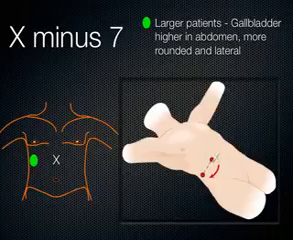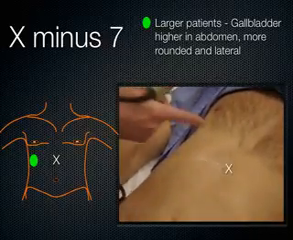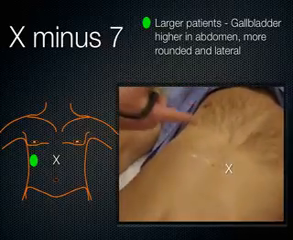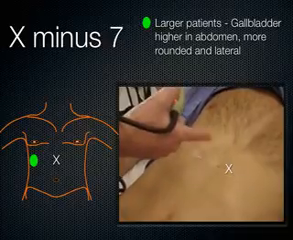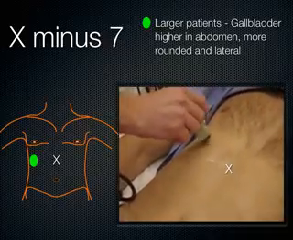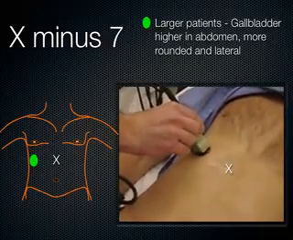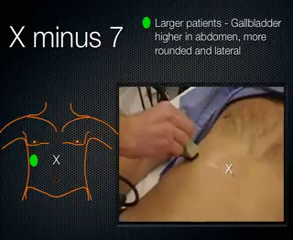And in larger patients, it can be very difficult to find the gallbladder in that fashion. What you need to do is do what we call the X-7. In the X-7 approach, the X stands for the xiphoid process. The 7 stands for 7 centimeters. You're going to go to the right laterally, place the probe perpendicular to the patient's skin, and more often than not, you're going to find the gallbladder in this general area.